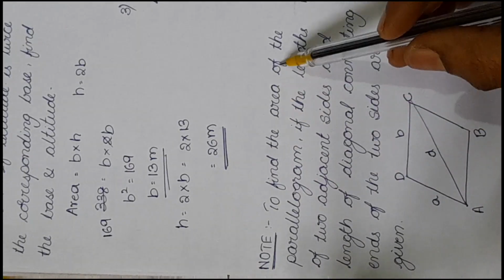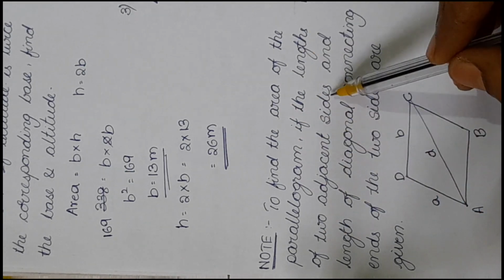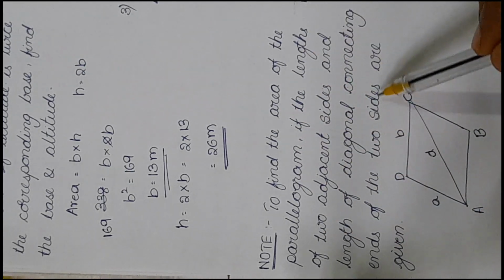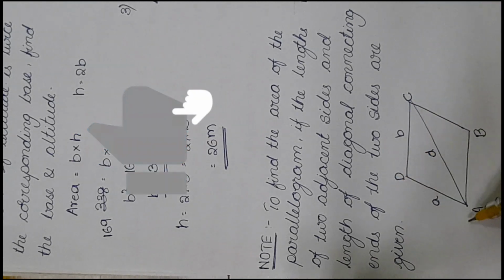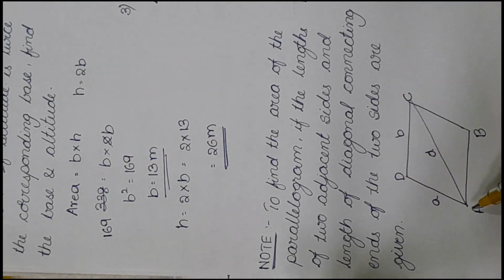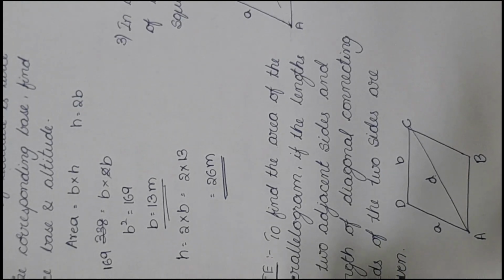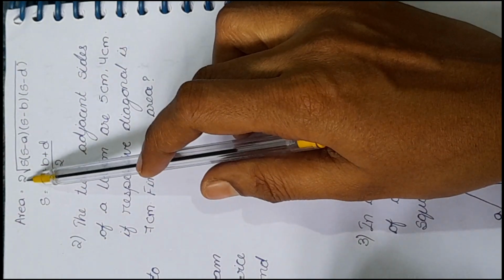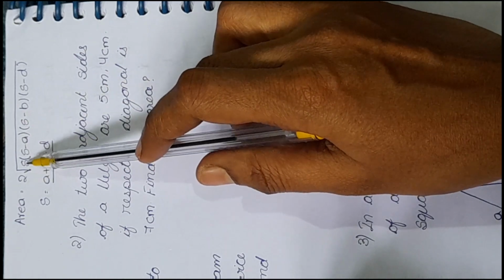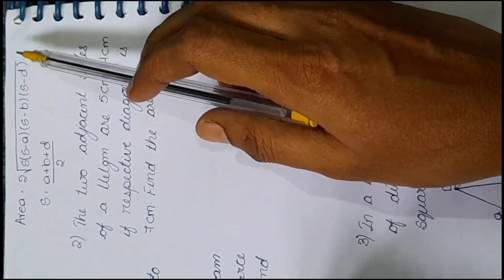Let us see a note. To find the area of the parallelogram, if the lengths of two adjacent sides and the length of the diagonal connecting the ends of these two adjacent sides are given: ABCD is the parallelogram, AD is A and DC is B, A and C is connected by a diagonal D. ADC is a scalene triangle which is equal to ABC. So this parallelogram is formed by the addition of two scalene triangles. Area of the scalene triangle formula is root of S into S minus A into S minus B into S minus C. Now the area of the parallelogram is 2 into area of the scalene triangle, that is 2 into root of S into S minus A into S minus B into S minus D, where D is the diagonal. S is found by A plus B plus D by 2.